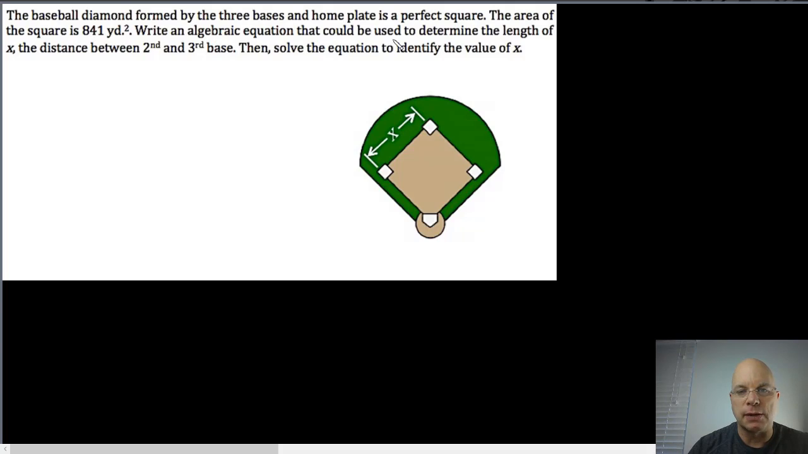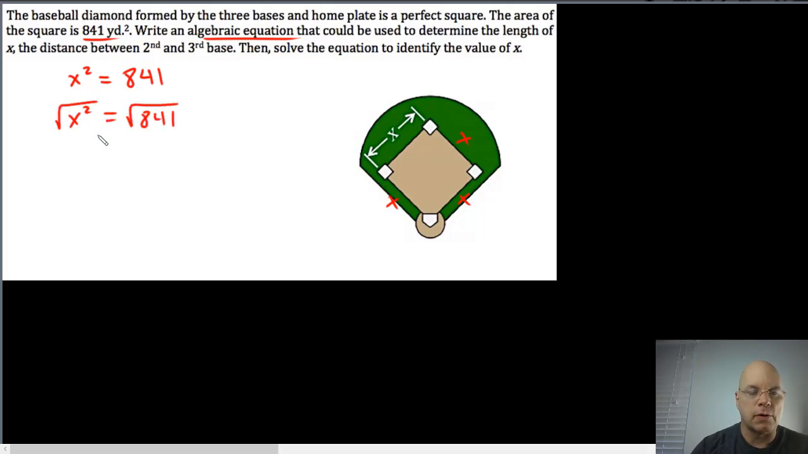Write an algebraic equation that could be used to determine the length of x, the distance between second and third base. Well, if it's a perfect square, if this length is x, then so is this length, and so is this length, and so is this length. All of the sides are x. And so you would find the area by multiplying side by side, or x times x, or x squared. That would equal the area, which is already given to us as 841. That's our equation. And then to solve it, we need to undo this squaring. You undo squaring with the inverse operation, which is the square root. Square root of x squared is just x, so x equals the square root of 841.